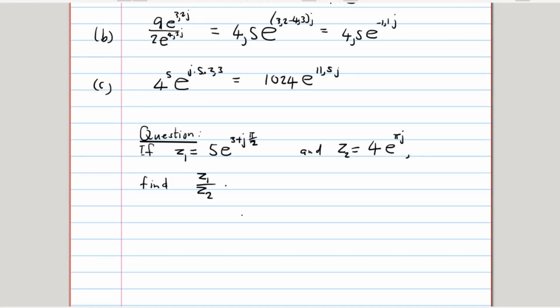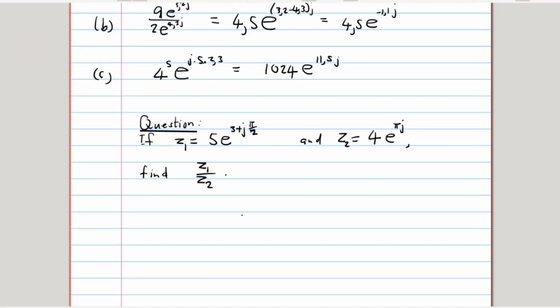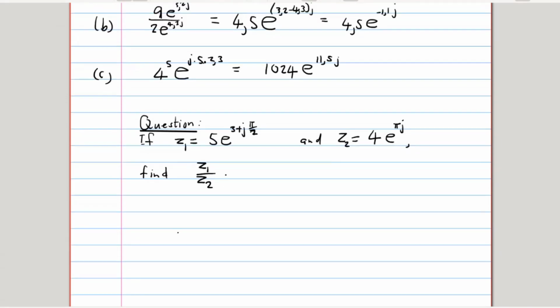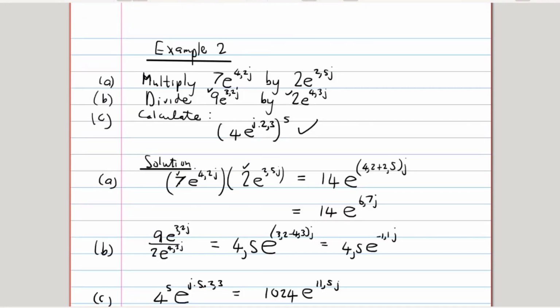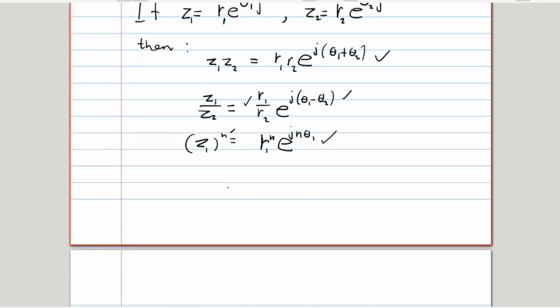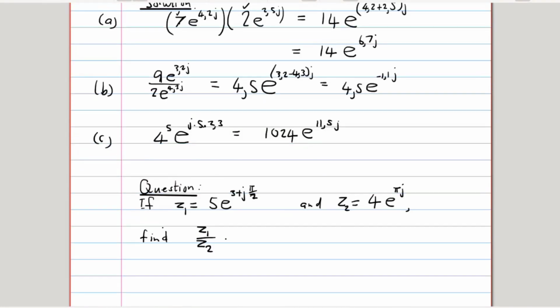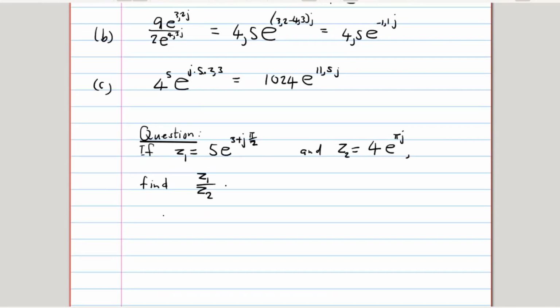Okay, great. Okay, so we'll go about it in the same fashion. So we just adhere to this here. We will apply this directly. Okay, right. So let's write it down now. So solution. Z1 over Z2.